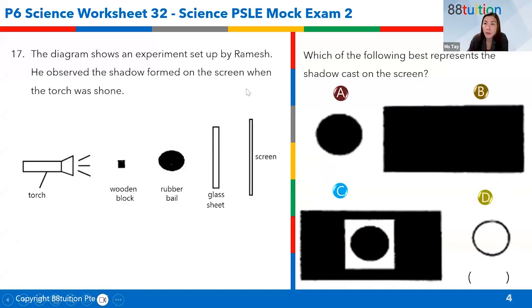Okay, next question. The diagram shows an experiment set up by Ramesh. He observed the shadow formed on the screen when the torch was shone. So what do you think is the best representation here of the shadow that's cast on the screen? You look at the wooden block, and then the rubber ball, and then the glass sheet, and what's going to be formed on the screen. Okay, what's the answer here? Okay, obviously it should be A, right?